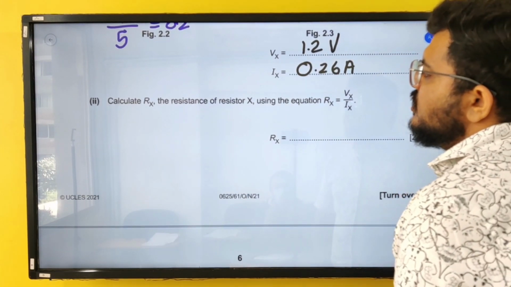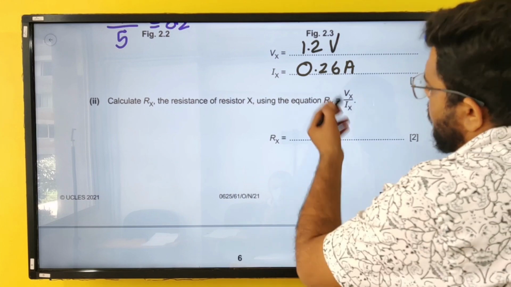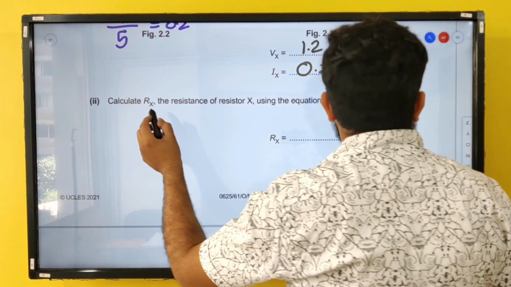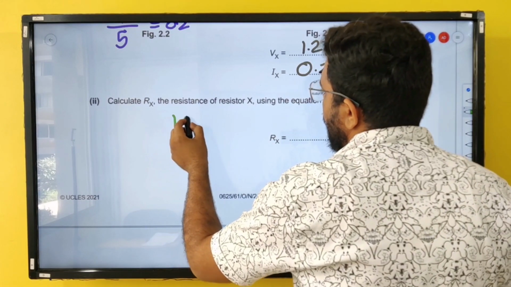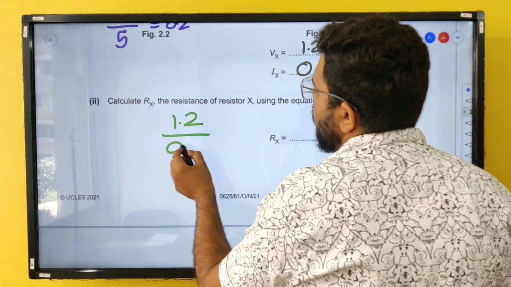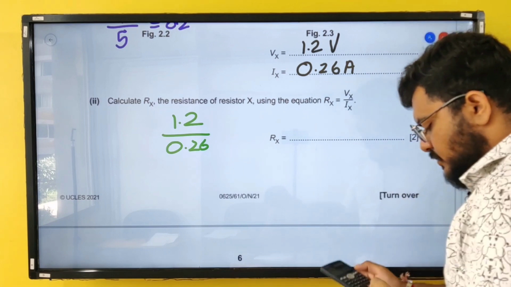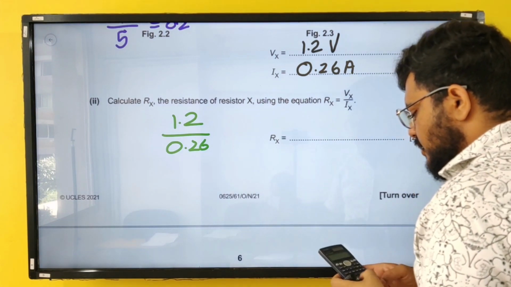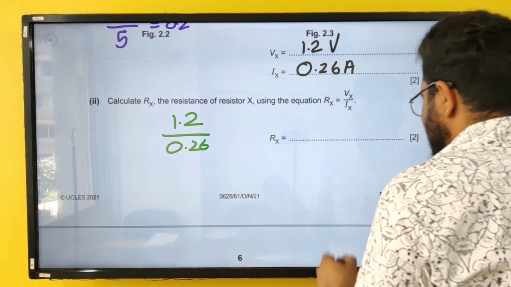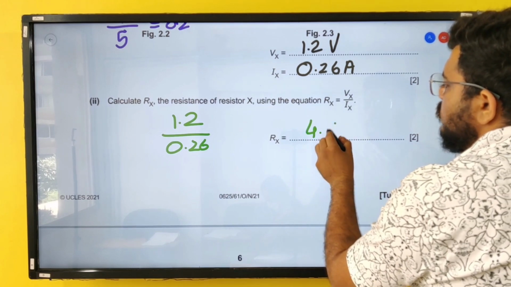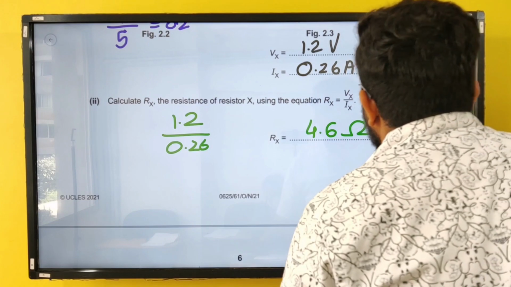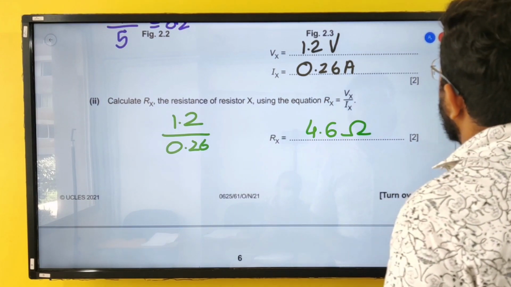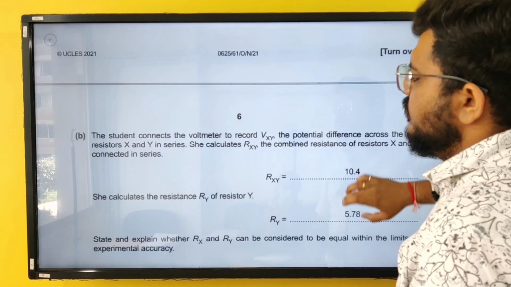Calculate Rx, the resistance of the resistor X, using the equation given. So you can simply write 1.2 upon 0.26, right? The maximum significant figures we have is 2. So I will round off my answer to 4.6 ohm, right? Ohm is the unit of resistance. Let's find the next question we have.